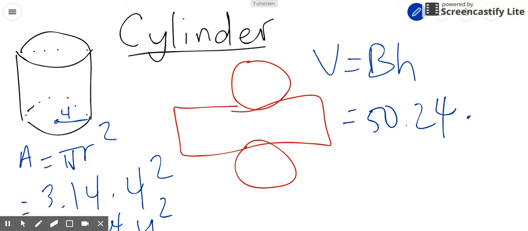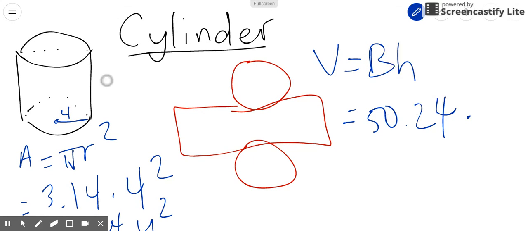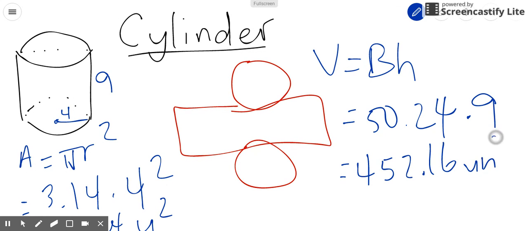Well, now we need to figure out what the height is going to be. Typically, it's going to be given to you, or it is something that you could somehow measure. So let's say in this case, the height is 9. All I need to do now is take 50.24 and multiply that by 9, and I see that my volume is going to be 452.16 units cubed. And that would be my final answer.